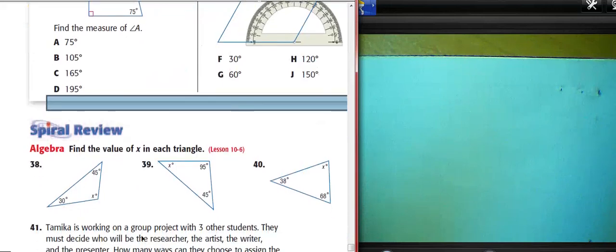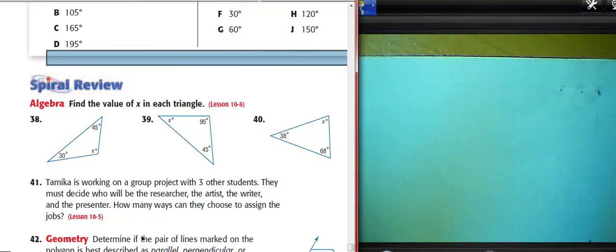Find the value of x in each triangle. We know the sum of interior angles of any triangle equals 180. So we can find the measure of x here. 180 subtract 45 plus 30 to find the measure of angle x. And question 39, we can find the measure of angle here. We can add 95 plus 45 and subtract from 180.